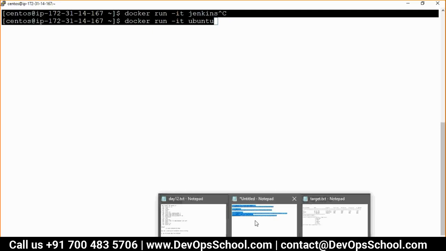See, run will do what? Yeah, run will attach it. Run will create a container, but I also attach to PID1. So when you do run -it in interactive mode, what will happen? You will go to PID1.